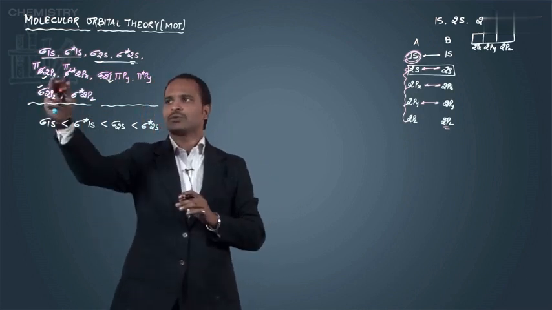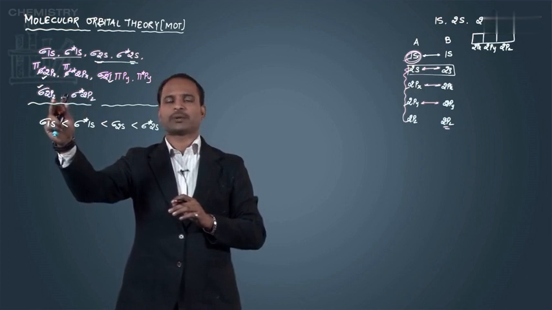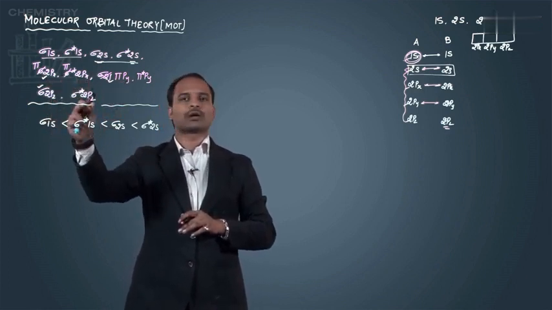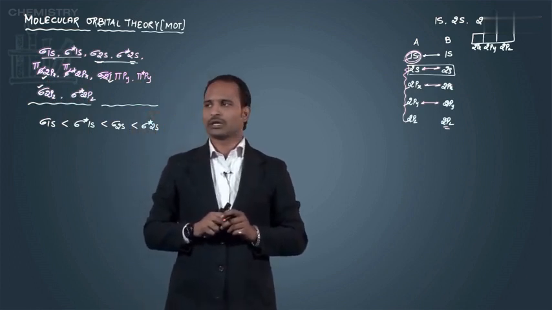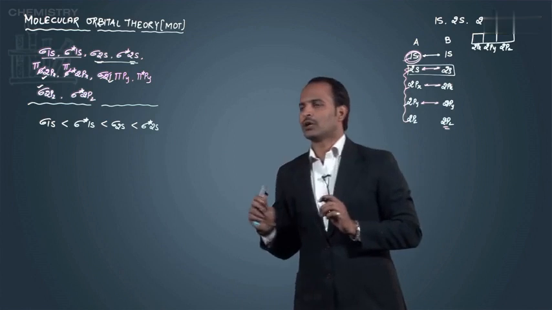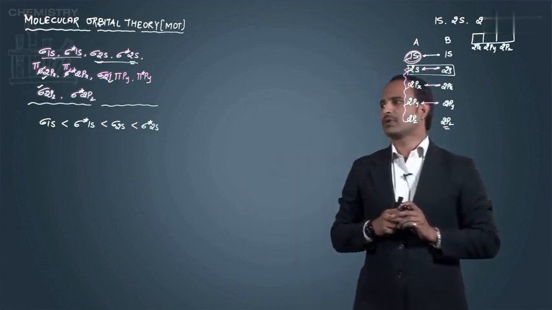That means I just want to compare pi 2px, pi 2py and sigma 2pz. And once these molecular orbitals are compared, then we are going to compare these 3 anti-bonding molecular orbitals. So first let's talk about the bonding molecular orbitals, that is pi 2px, pi 2py and sigma 2pz.